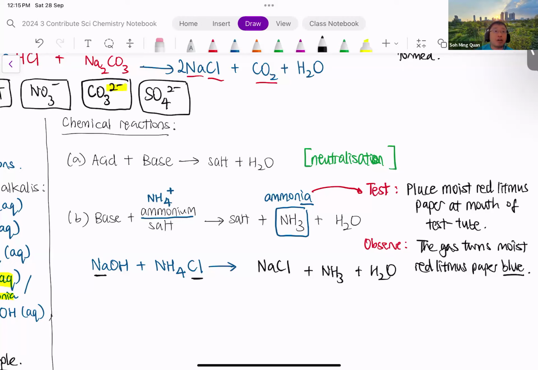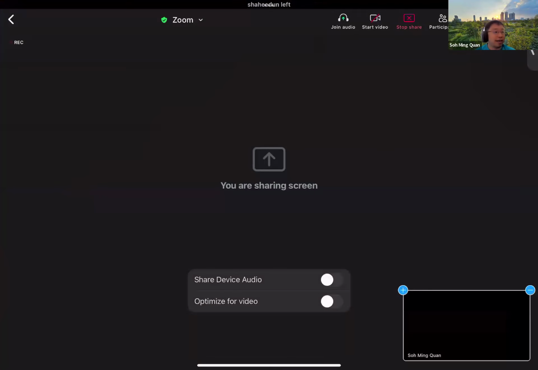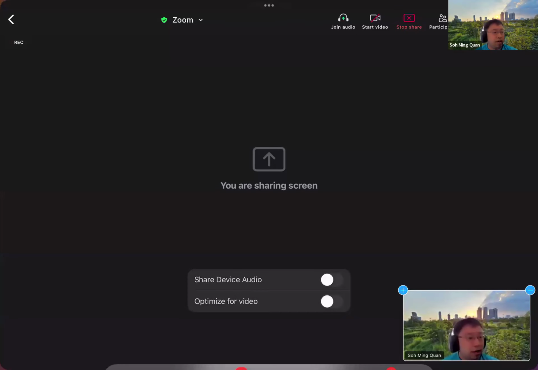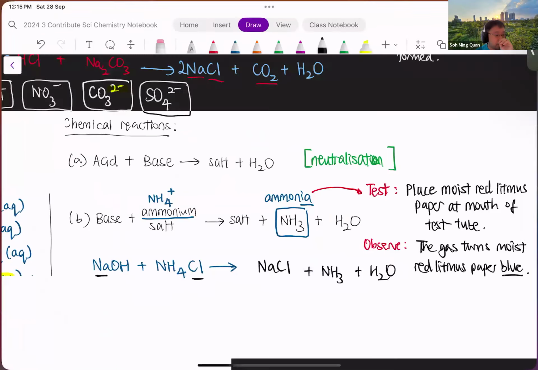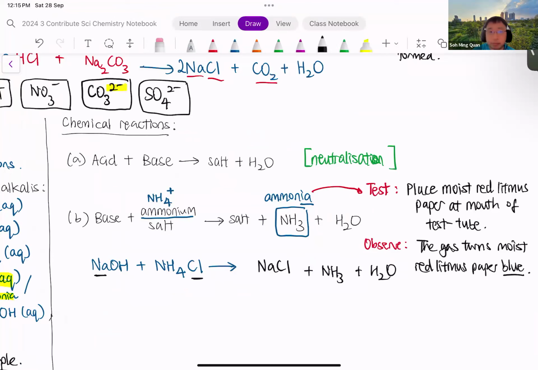So these are the 2 chemical reactions of bases. First one, acid-base neutralization. The second one, base plus ammonium compound forms salt, ammonia gas, and water. So these are the 2 reactions of bases or alkalis.